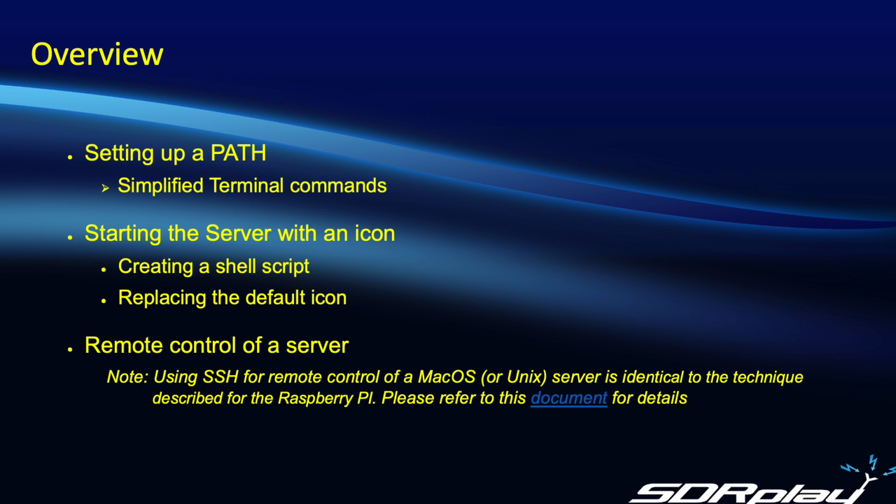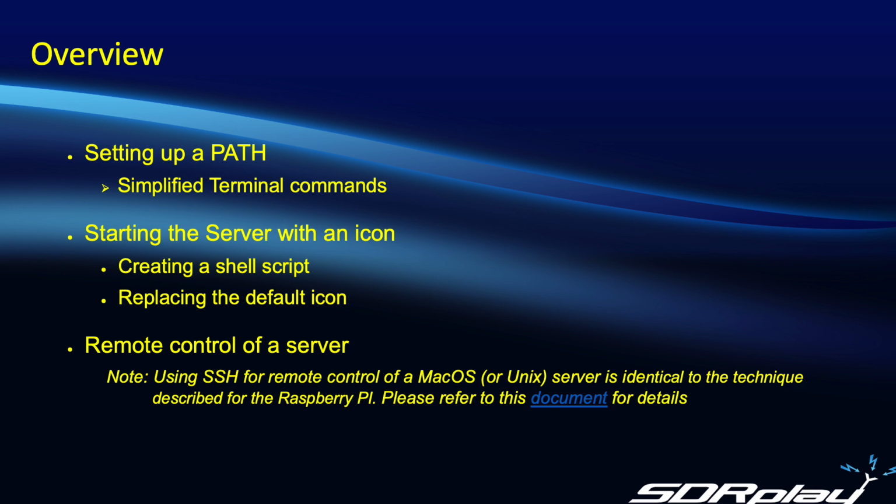And then the third item is remote control of a server running on macOS. Well, the fact is, remote control is the same regardless of platform. And I already covered that in the Pi Tips and Tricks video, so I won't go over it again here. If you want to do remote control using SSH, I recommend you go to the document I prepared for using the Raspberry Pi. The steps are exactly the same here. So without further ado, let's get on to the first part and I'll show you how to set up a path.